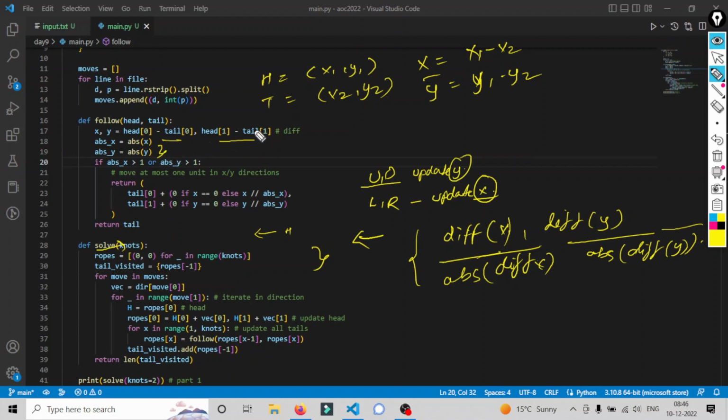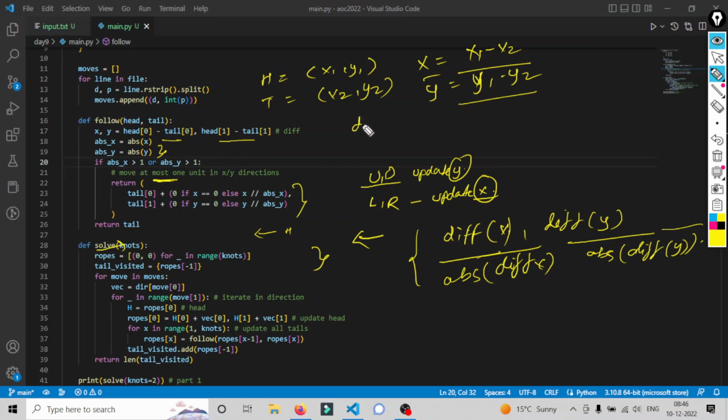And again finding the absolute value. Why are we finding the absolute value? To decide the direction, we will divide the difference by the absolute value to get the direction, because it was saying we have to move in that direction. And one more reason is we will only move one position, at most one position in that direction.